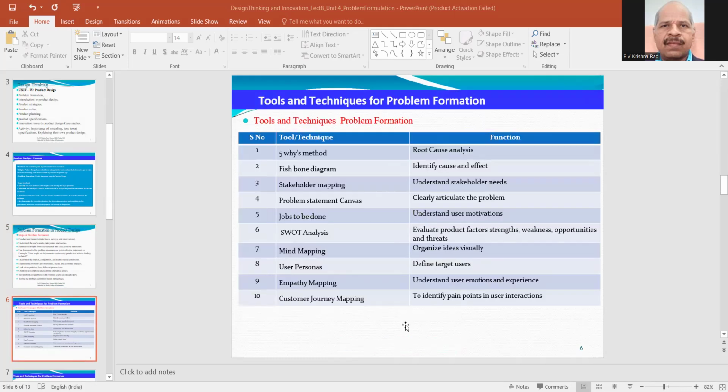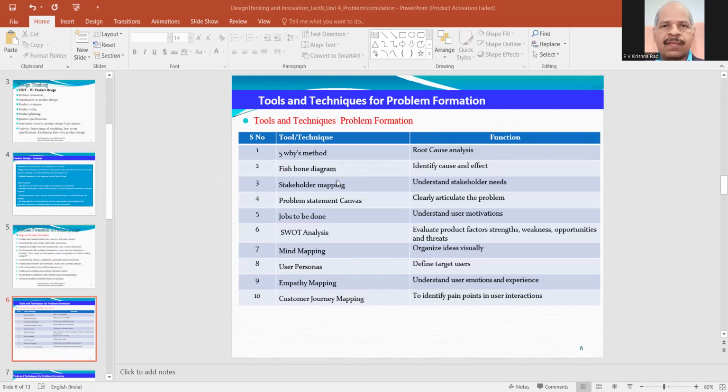Tools and techniques in problem formation: we can follow different tools available. 5 whys method, fishbone diagram, stakeholder mapping, problem statement canvassing, jobs to be done, SWOT analysis, mind mapping, user personas, empathy mapping, customer journey mapping. The 5 whys method finds the root cause of the problem by asking why repeatedly, five times.